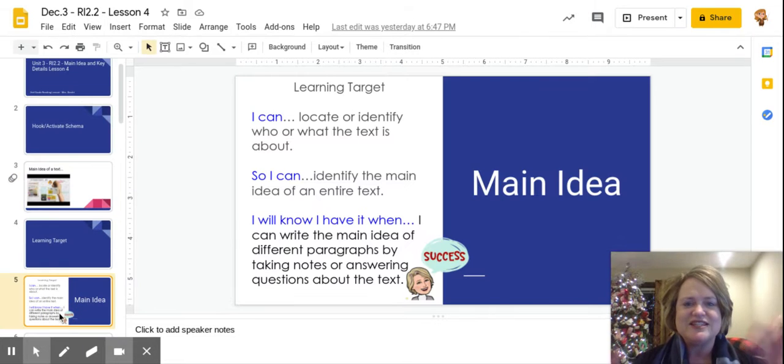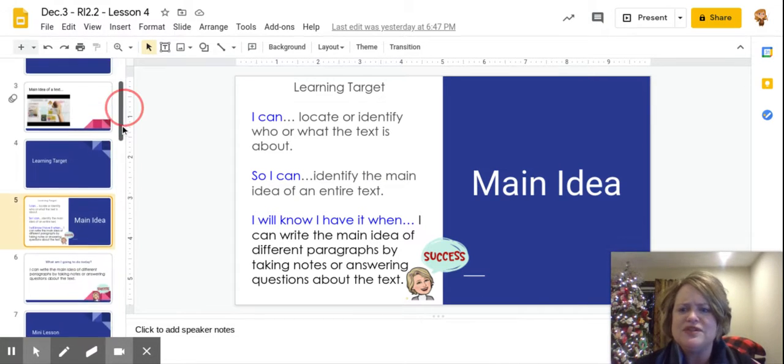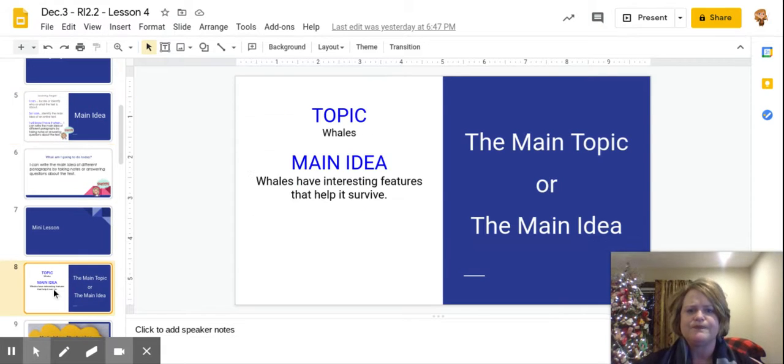Let's look at our learning target. So we've had this similar target all week. It says I can locate and identify who or what the text is about. That is really the key point to finding the main idea, even though that's not the success criteria. The key to finding the main idea is just to locate who or what it is about. So I can identify the main idea of the entire text. I will know I have it when I can write the main idea of a different paragraph by taking notes or answering questions about the text. And we can also use some strategies to help get us focused.